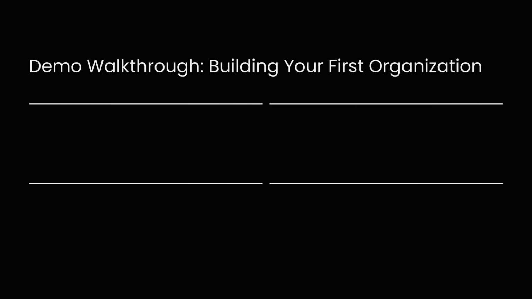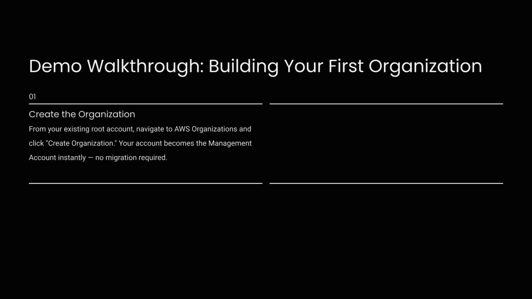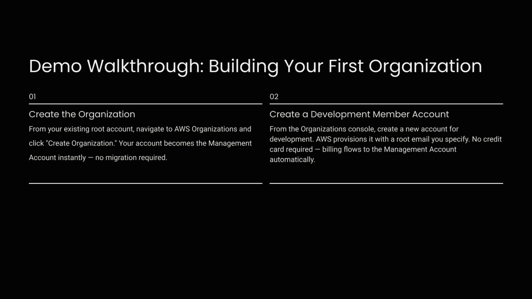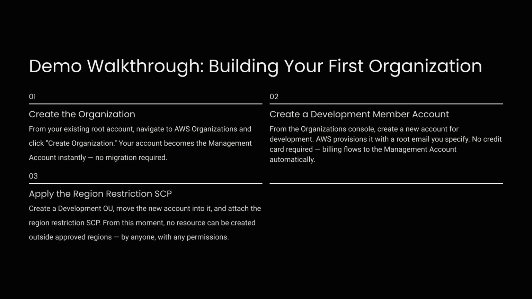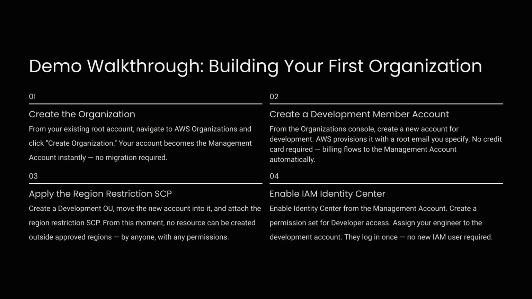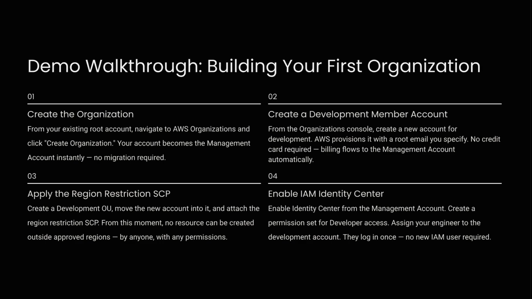Building your first organization involves 4 steps. First, create the organization from your root account. Second, create a development member account. Third, apply the region restriction SCP to a new development OU. Fourth, enable IAM Identity Center and assign your engineer access, ensuring a centralized, secure login.